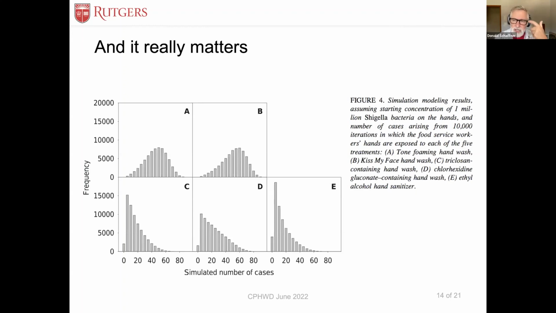And so what this is showing, and we also show this for different starting concentrations of microorganisms. And again, it's not shown on this graph, but it is shown elsewhere in the paper, that in fact, these antibacterial products really are effective at reducing illness.